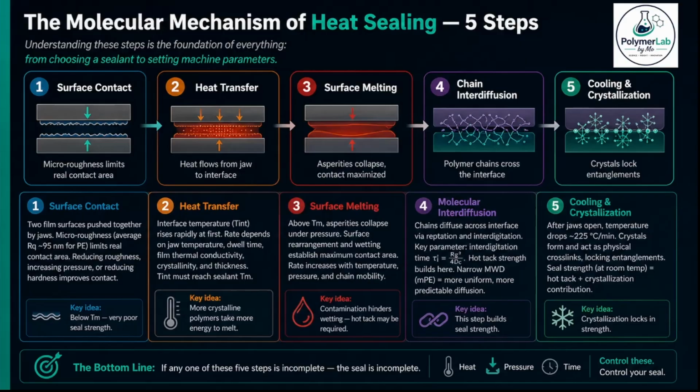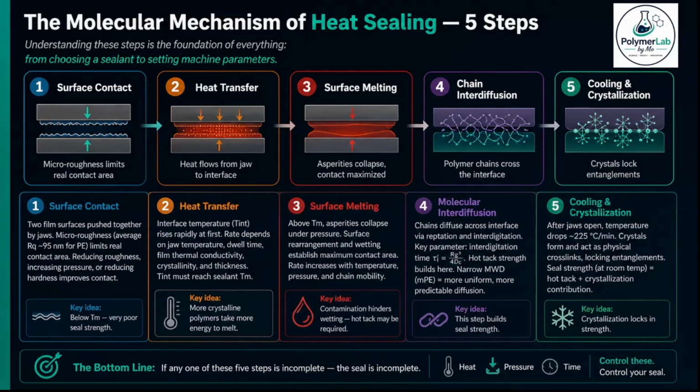Step 4, molecular interdiffusion. This is the step that actually builds seal strength. Once contact is established and the interface is above the melting point, polymer chains begin to reptate across the interface, diffusing into the opposite film. They form entanglements with chains on the other side. The density and depth of these entanglements determines seal strength.